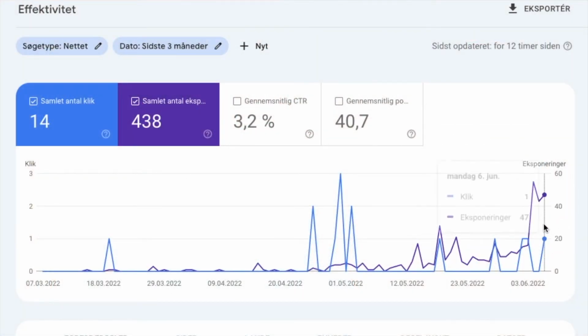In Search Console, we can see that the website is getting some exposure, not too much and not too many clicks, but the exposure is looking like it's going to take off now.